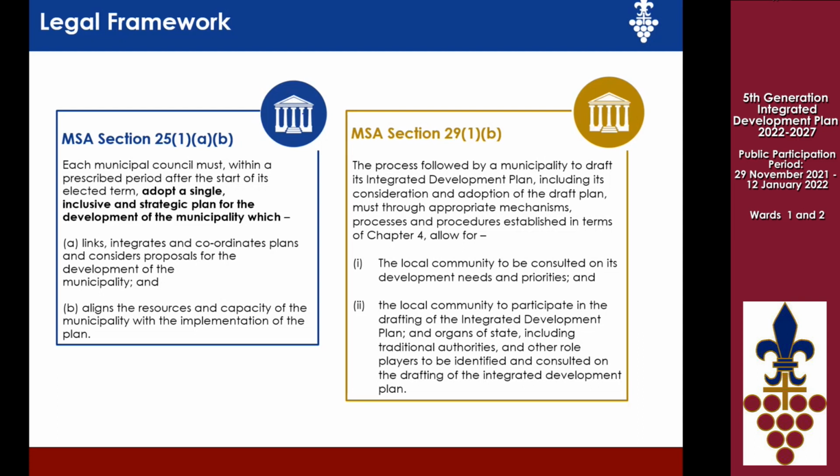And then also under Section 29(1)(b), the process followed by a municipality to draft its integrated development plan, including its consideration and adoption of the draft plan, must, through appropriate mechanisms, processes and procedures established in terms of Chapter 4, allow for 1, the local community to be consulted on its development needs and priorities, and 2, the local community to participate in the drafting of the integrated development plan, and organs of state, including traditional authorities and other role players, to be identified and consulted on the drafting of the integrated development plan.